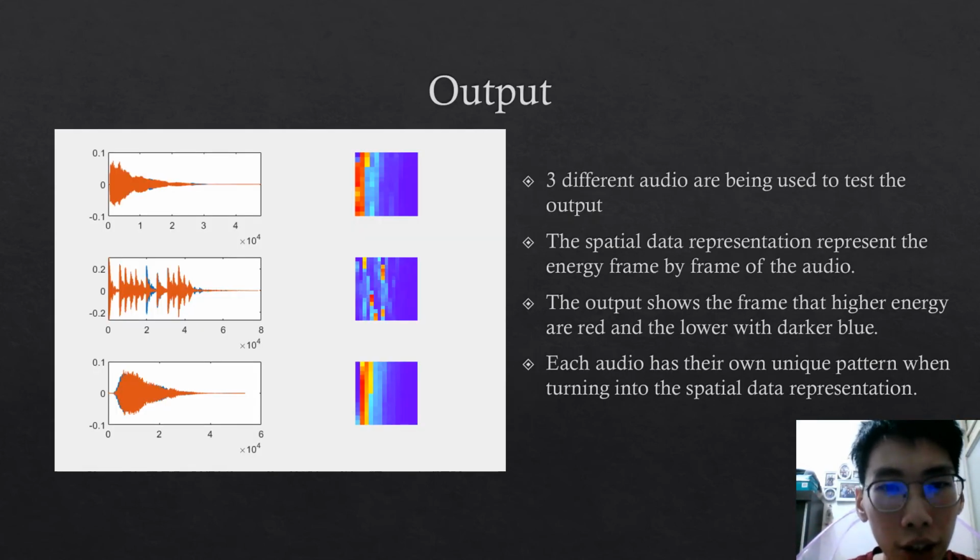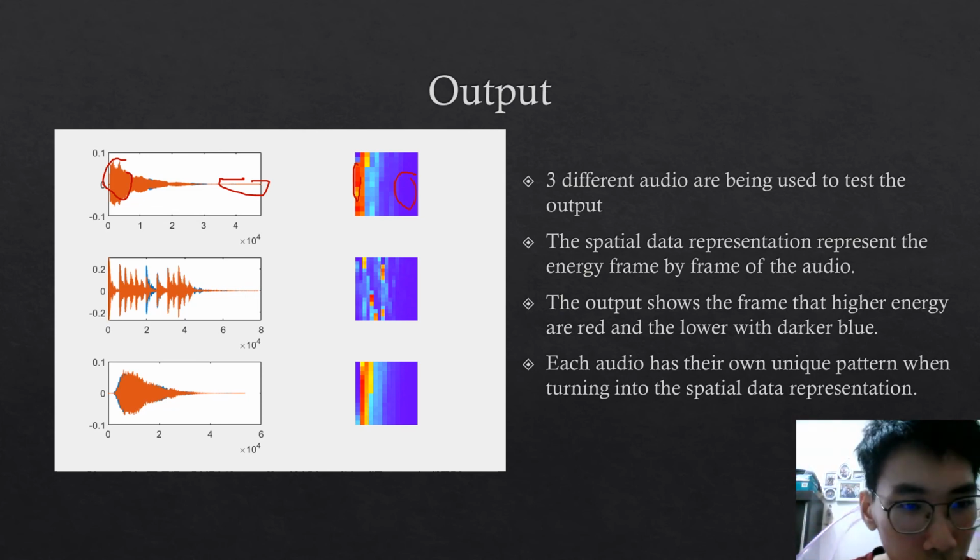And this is the output. I used 3 different audios to test the output. The spatial data representation represents the energy frame by frame of the audio. As you can see right here, for example, this part is actually this part right here. It's where the energy is high so that it displays a much redder color, and then gradually right here it is all blue.